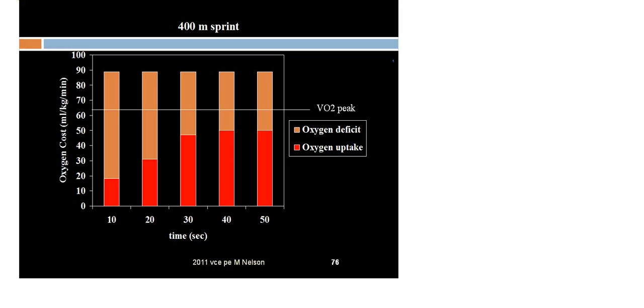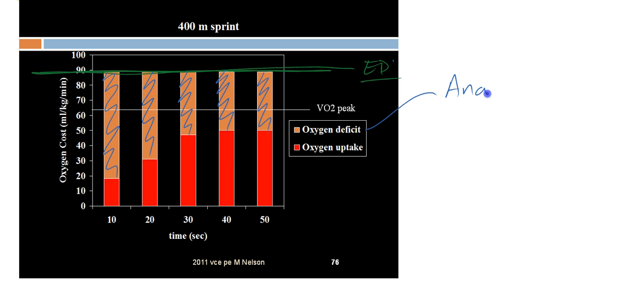So here, a 400 meter sprint, looking at oxygen uptake and oxygen deficit throughout the 400 meter run. We can see that all the way through the event, we are working well above our VO2 peak. So this could be our energy demand. So here, oxygen deficit. This bit here, oxygen deficit, represents the amount of energy that is being produced by the anaerobic energy systems. And we're well above our VO2 max here.